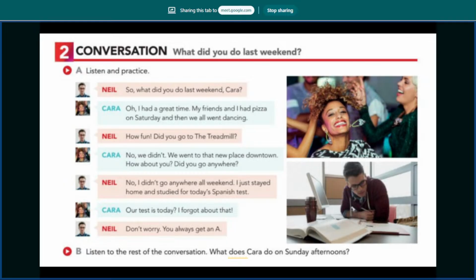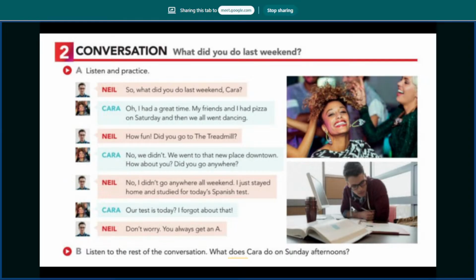Okay. So Kara says no we did not. We went to that new place downtown. We went to the new place that has opened, downtown. We already know this word. How about you? Did you go anywhere? So she is asking him, did you go anywhere? He says no. I did not go anywhere all weekend. I just stayed home and studied for today's Spanish test. Of course, with so much enjoying, she has forgotten today's test. So she's saying our test is today. I forgot about that. So he says don't worry, you always get an A. Easy.